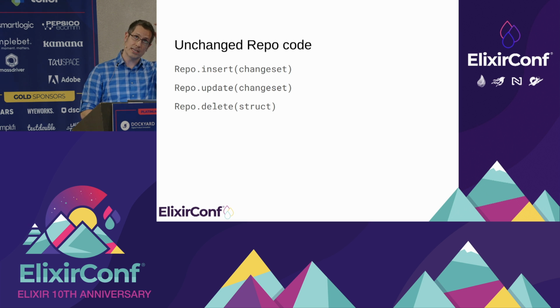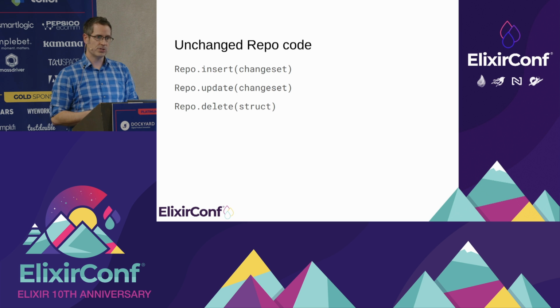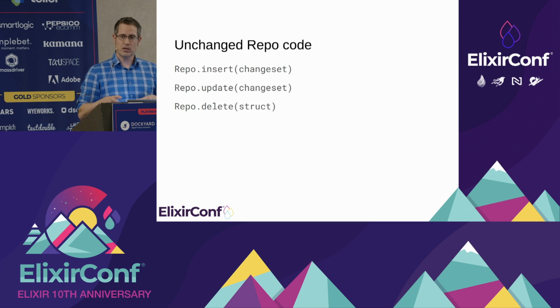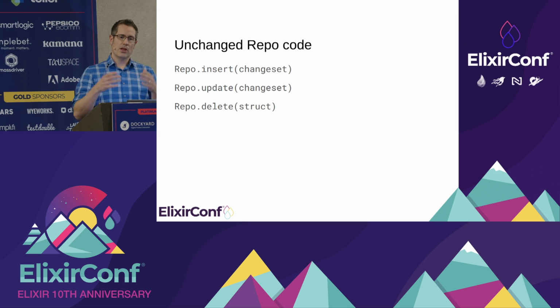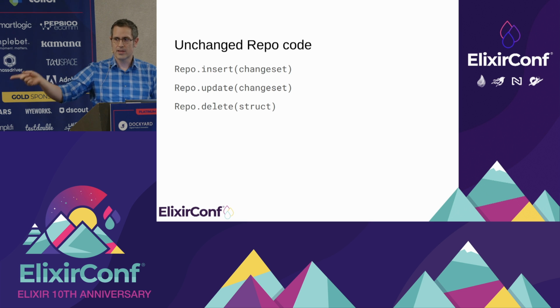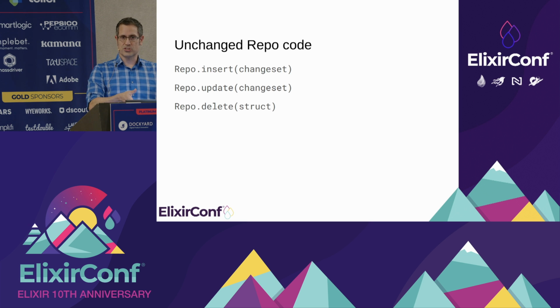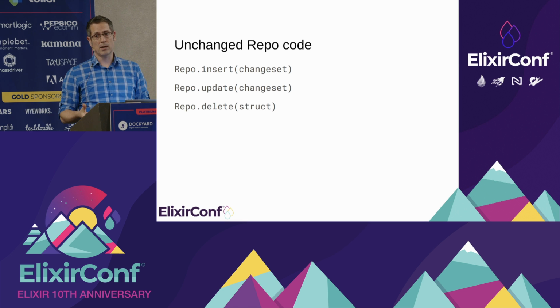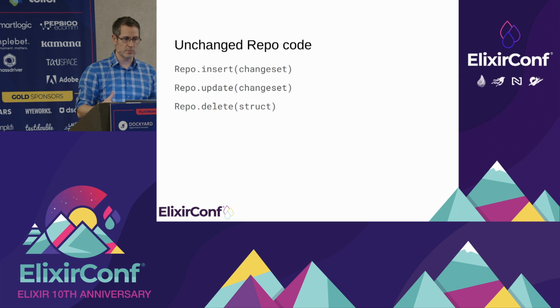If you have your existing repo code, like code that says repo.insert with a changeset, repo.update with a changeset, or a delete, that code doesn't change. When we put the library in and configure it, the library will proxy those calls over to the primary region, which happens to be Paris, and do the database updates there. My business logic doesn't change. And all of my read operations, my selects, my gets, my joins, all of that is already local on my replica, so it's already super fast.